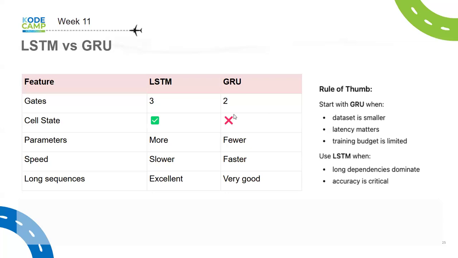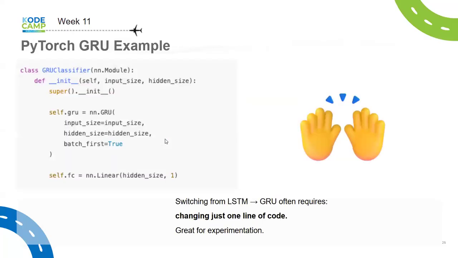That's the most important thing that you have to remember. GRU has fewer parameters. GRU is faster to train. On long sequences it is very good, but LSTM is still the best in all of them. Of course, it has more parameters. The only downside is just that it is slower.